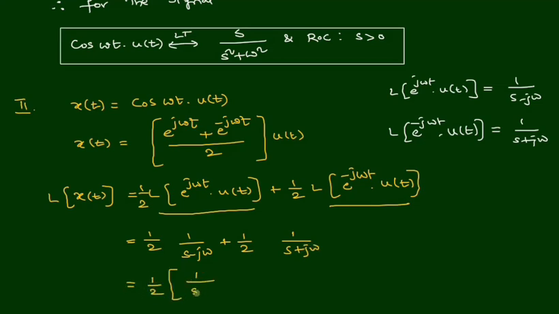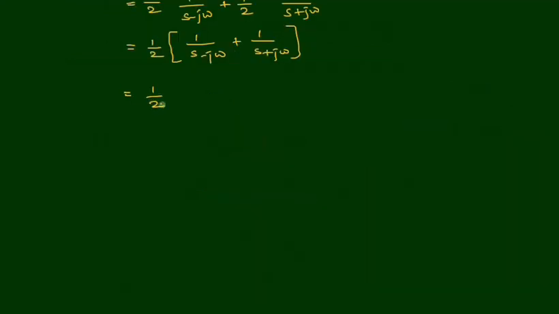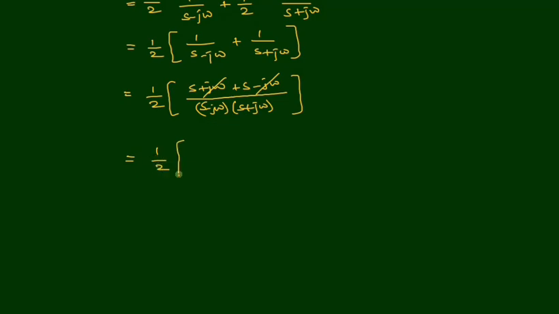So then the expression is 1/(s minus jω) plus 1/(s plus jω). That gives us 1/2 times: the denominator becomes (s minus jω) into (s plus jω). The numerator is (s plus jω) plus (s minus jω). Here the plus jω and minus jω get cancelled, and the numerator becomes s plus s, 2s, divided by s square minus j square ω square. The 2 in the denominator and the numerator become cancelled.